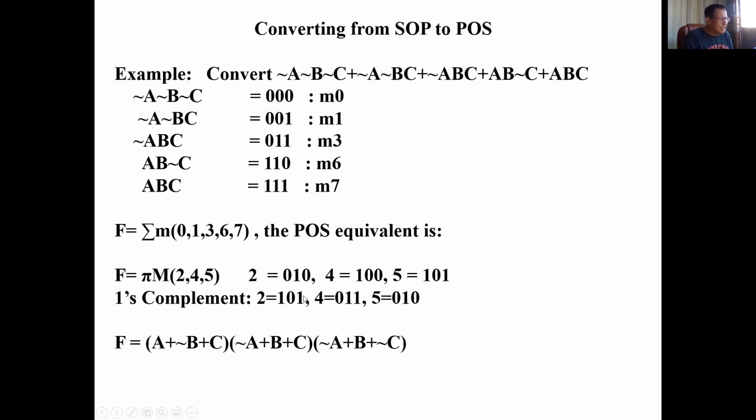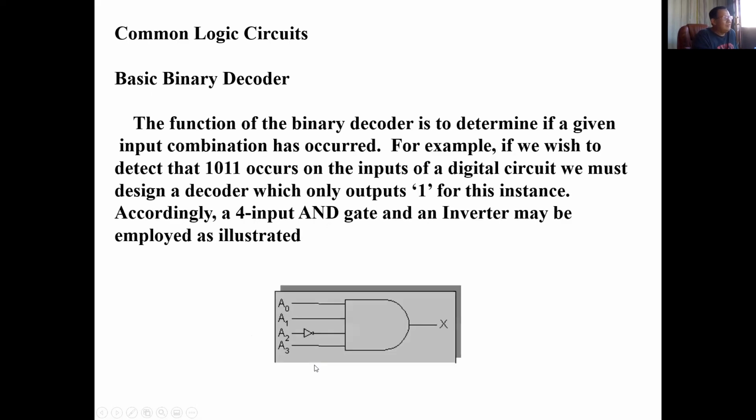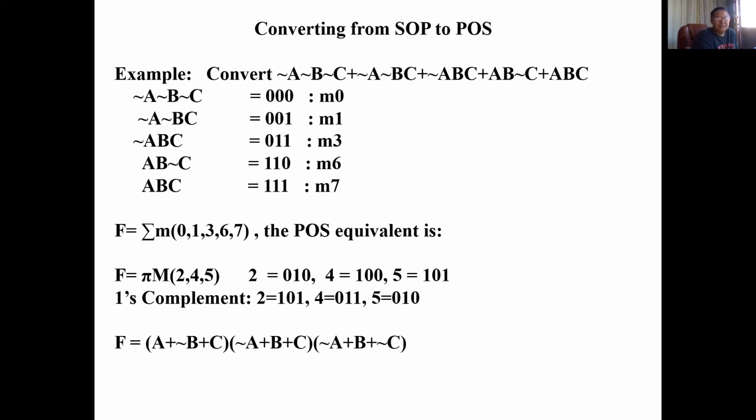So therefore, we just convert this. 1, 0, 1 is A plus not B plus C. Okay. 0, 1, 1 is not A plus B plus C. 0, 1, 0 is not A plus B plus not C. Do you follow? So this is the min term form. This is the max term form. Do you follow?